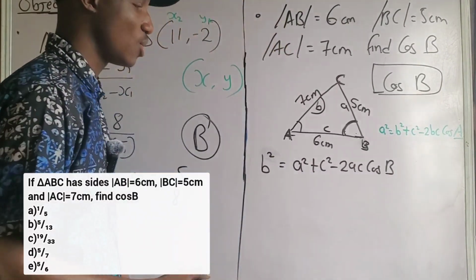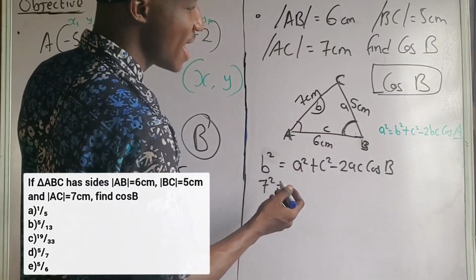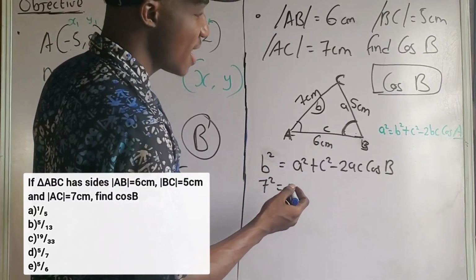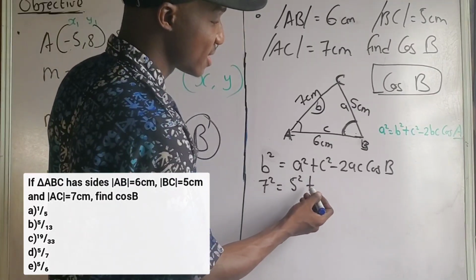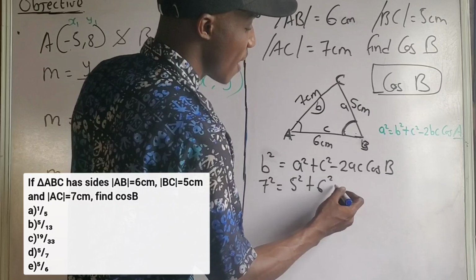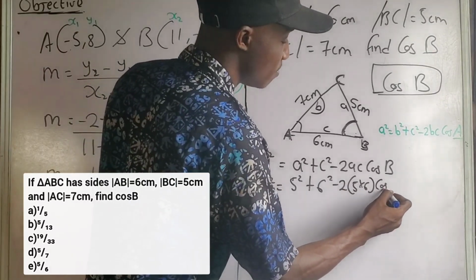Do you understand? Okay, b is what? 7. I'm going to have 7 squared equals a squared. a is 5, so I'm going to have 5 squared plus c squared. c is 6 centimeters. I'm going to have 6 squared minus 2 multiplied by 5 times 6 cos B.